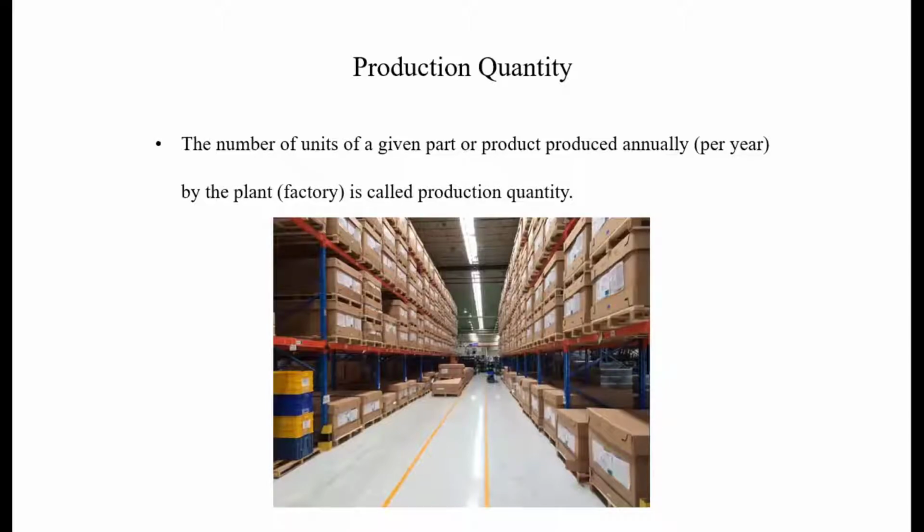So first of all, we will discuss the production quantity. The production quantity of a factory, of a company, is basically the number of units, the number of parts, the number of products manufactured per year. So if a factory manufactures 10,000 plastic chairs in 1 year, then these 10,000 plastic chairs represent the production quantity.